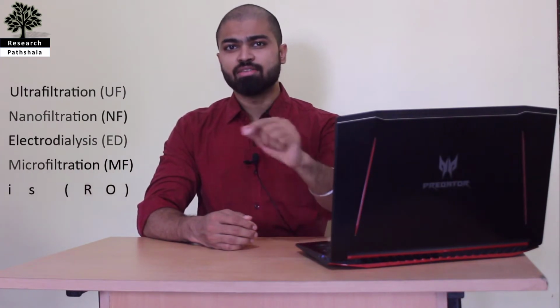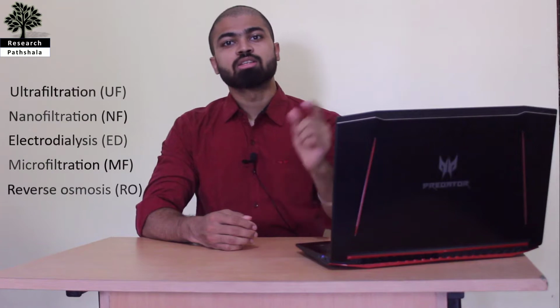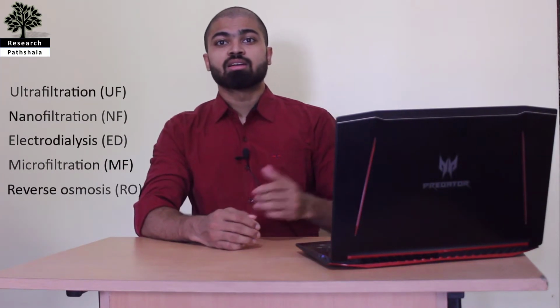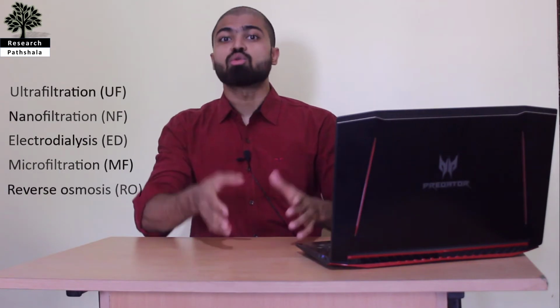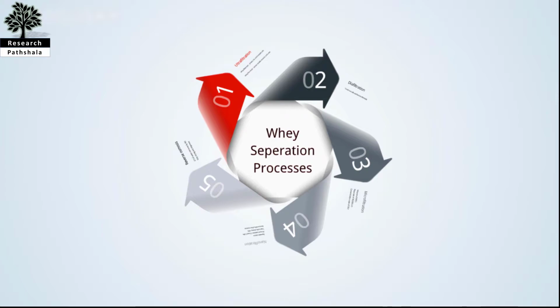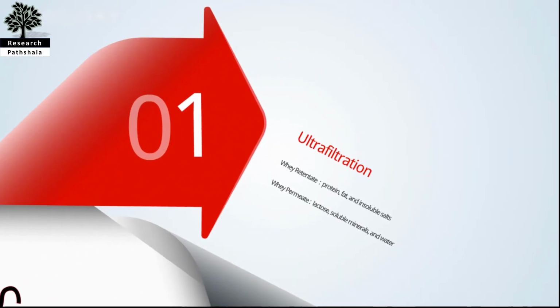Whey processors employ 5 types of membrane filtration processes. Sometimes a combination of these processes is also used. These include ultrafiltration, nanofiltration, electrodialysis, microfiltration, and reverse osmosis. All these processes are followed by the spray drying technique. The combination of these processes is used to obtain different contents of the whey protein. Now let's discuss all the processes one by one.